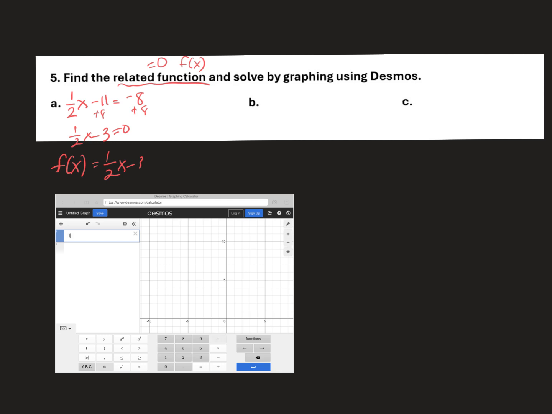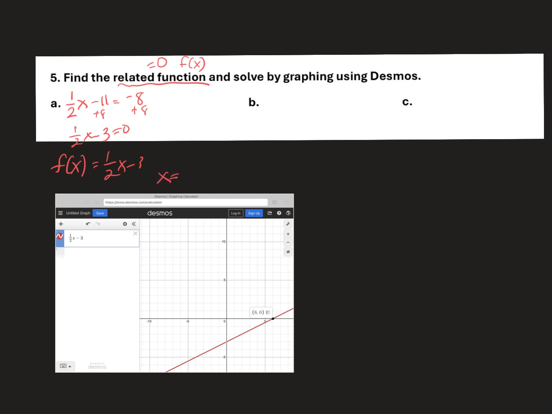1/2 x minus 3. And hopefully from discussions in the classroom, you know that the solutions are the same thing as the roots, which is the same thing as the zeros. So I'm looking for the x-intercept. And in this case, my x-intercept would be 6. So I would say the answer is x equals 6, just by making it equal 0, putting it into Desmos, and finding where it crosses the x-axis.